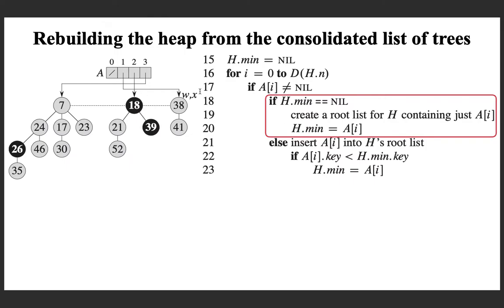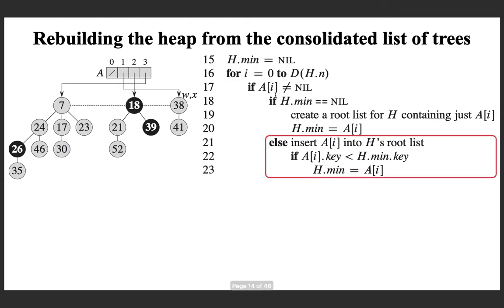point to that node, okay, and also you will create a circular doubly linked list, which is the root list containing only that tree, because you are going to collect other trees, but the first tree will be made the only tree in the root list to begin with. Okay, that is what you do in this part of the algorithm.